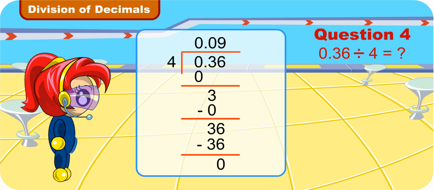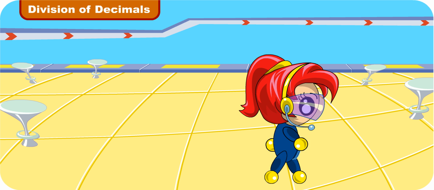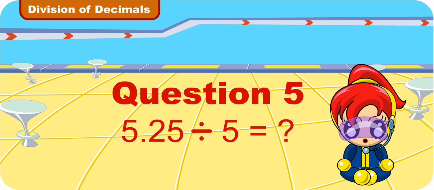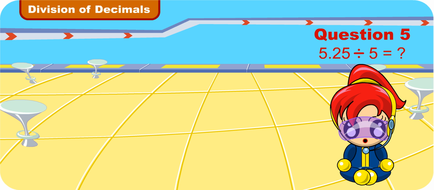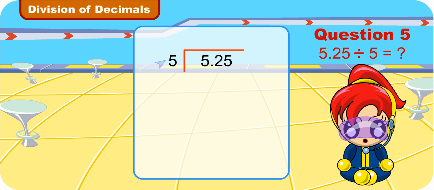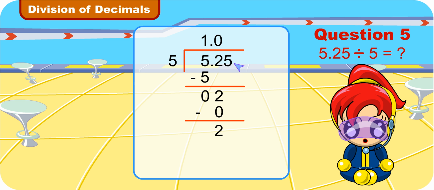Correct again. Now, I'm going to show you how to divide the following question. 5.25 divided by 5. 5 ones divided by 5 is 1. So we write 1 in the ones place. Next, we write the decimal point. Then we go on to the tenths place. Since 2 cannot be divided by 5, we write 0 in the tenths place. We bring 5 down to make 25, and 25 divided by 5 is 5. Thus we write 5 in the hundredths place.